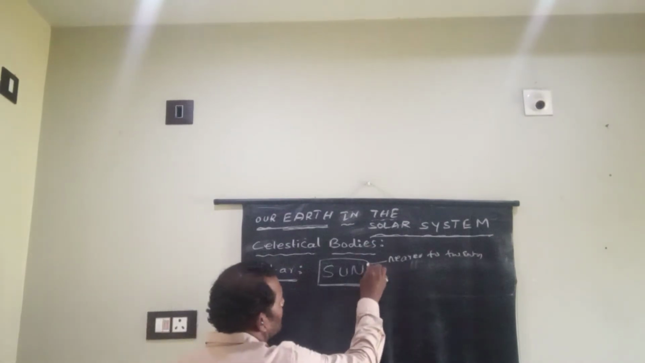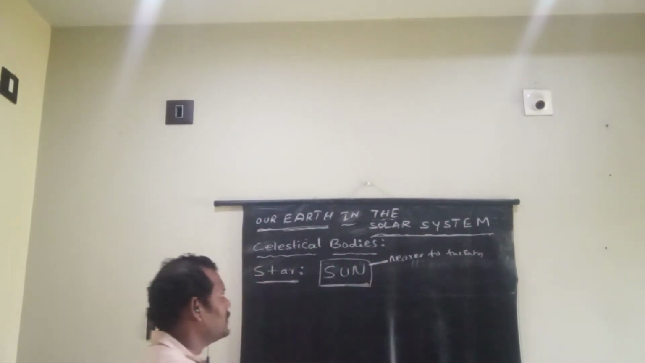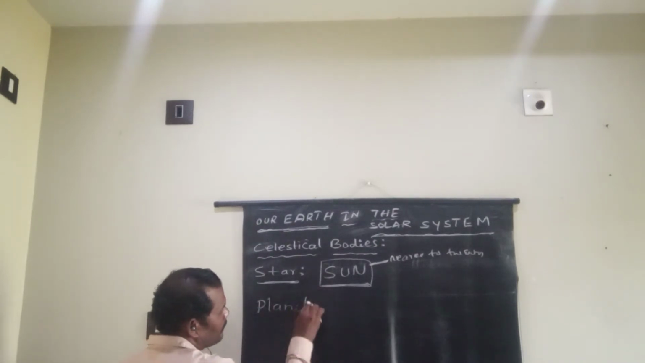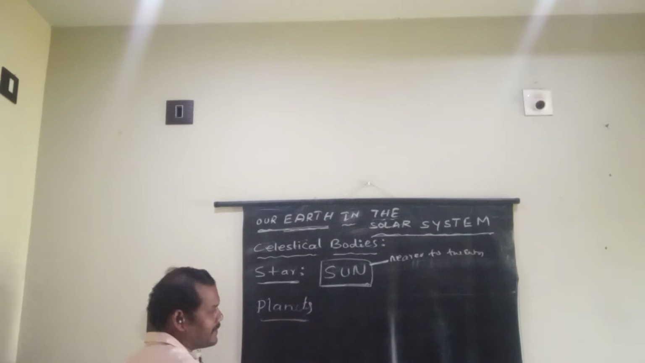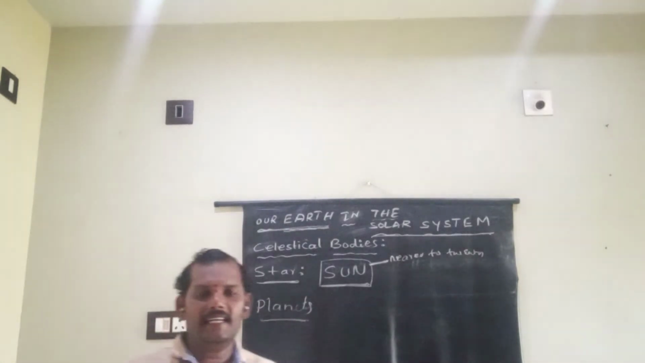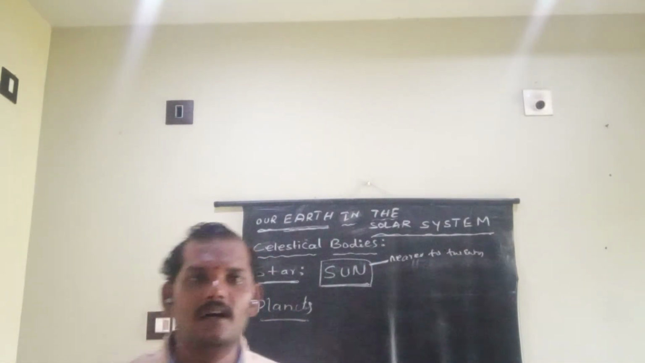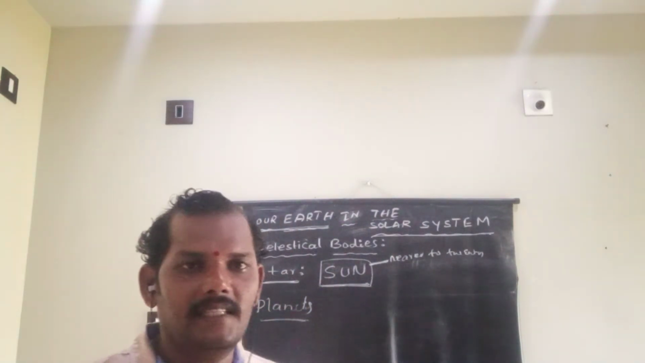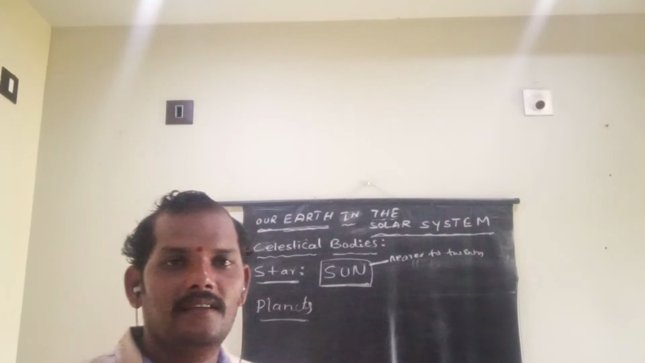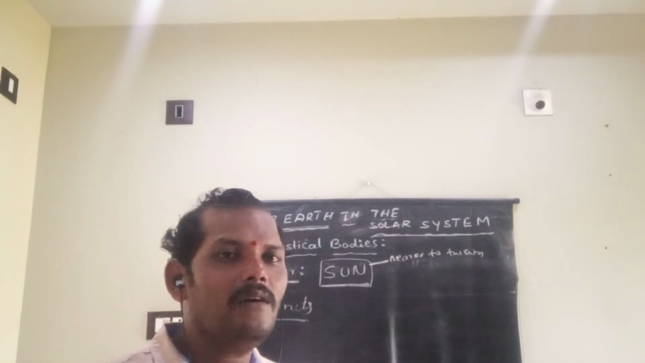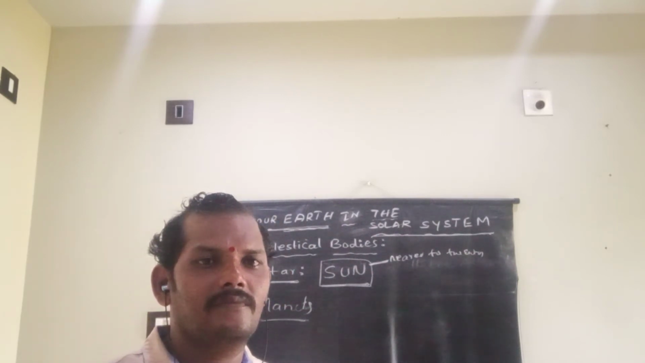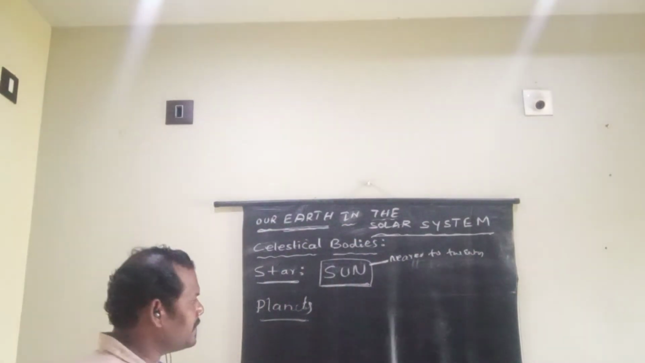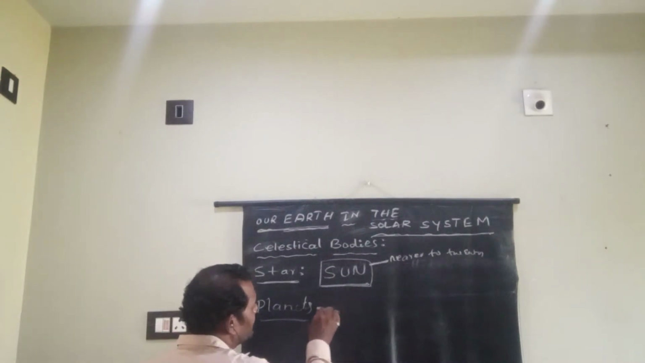The next one, the planets. It is also one of the natural bodies in the universe. How many planets do we have? 8 planets. Very good. 8 planets. What is called a planet? It is a natural body.